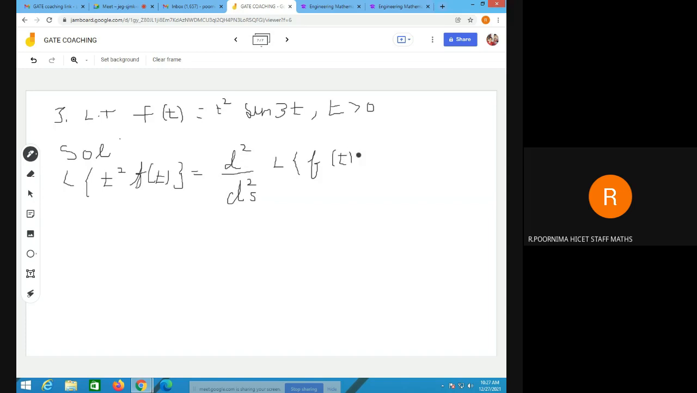The first year you have studied the Laplace transform. So now we are writing the given question. Laplace of whatever the term given in the question, you just write t square into sine 3t. Here f of t is sine 3t. So as per the property, t square can be written as d square by ds square into Laplace of f of t, which is sine 3t.